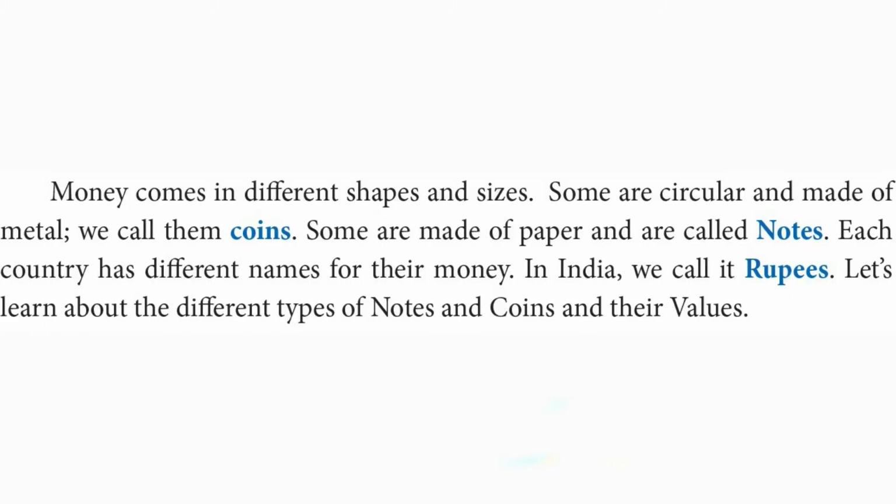Money comes in different shapes and sizes. Some are circular and made of metal. We call them coins. Some are made of paper and are called notes. Each country has different names for their money. In India, we call it rupees. Let's learn about the different types of notes and coins and their values.